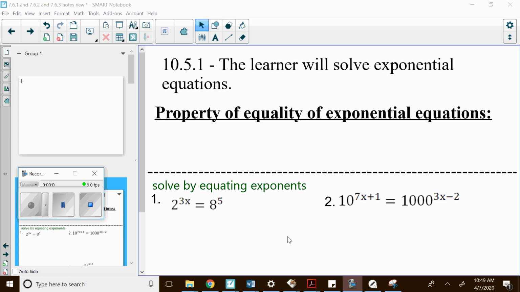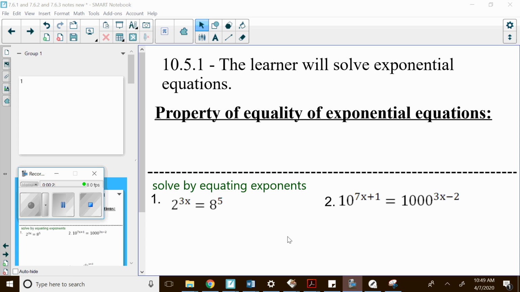This is the last section in chapter 10, so we're going to finish it up today. Actually, we're going to do two sections in one here in this video, but it'll still be relatively short, 15, 20 minutes. We're going to solve exponential equations and then also log equations at the same time.